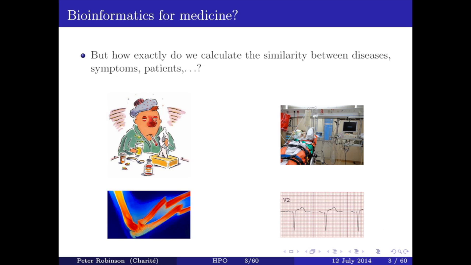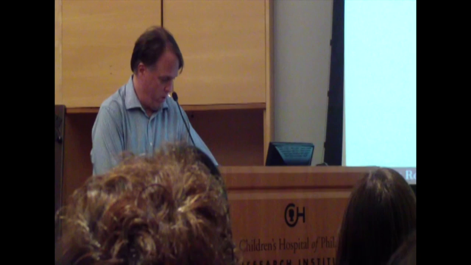And so the question is, in medicine, how do we calculate the similarity between a patient with a cold, a broken arm, a heart attack, or sepsis? Well, it's not immediately obvious, and so in any case, the Human Phenotype Ontology has been developed as a way of addressing that challenge.